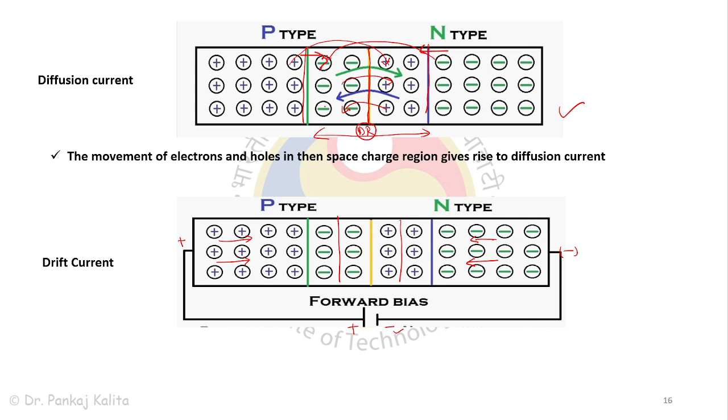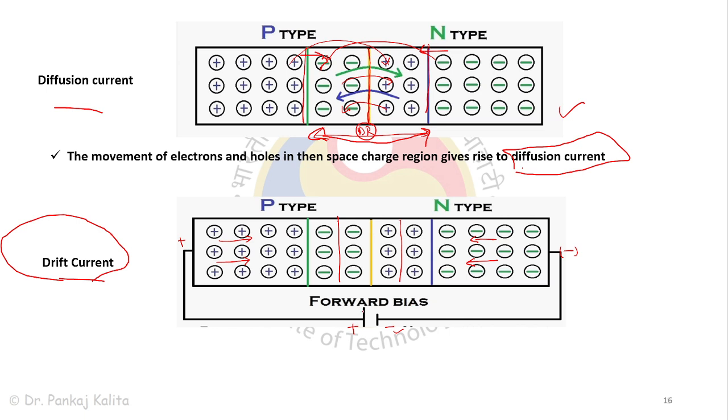The movement of these electron and hole pairs within this diffusion region gives rise to diffusion current. So in the space charge region, or depletion region, the movement of electrons and holes gives rise to the diffusion current. And there is one more type of current in a p-n junction, that is the drift current. That is basically generated when a forward bias or reverse bias is applied across this p-n junction.